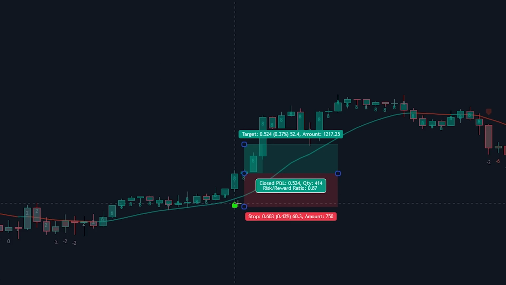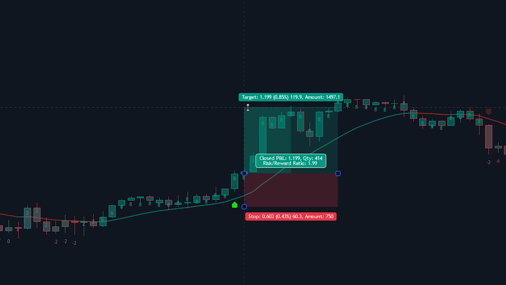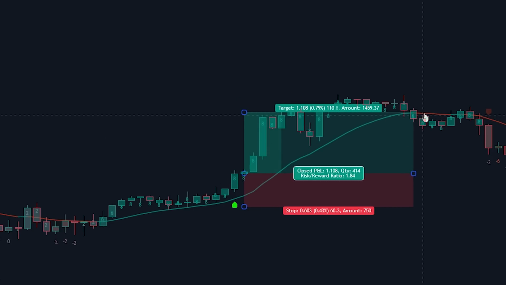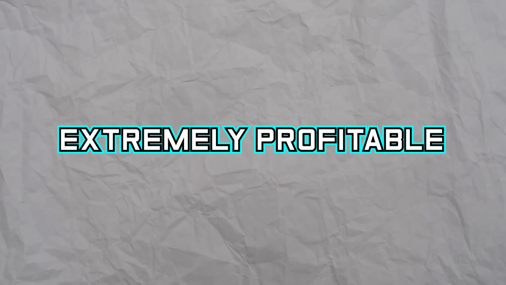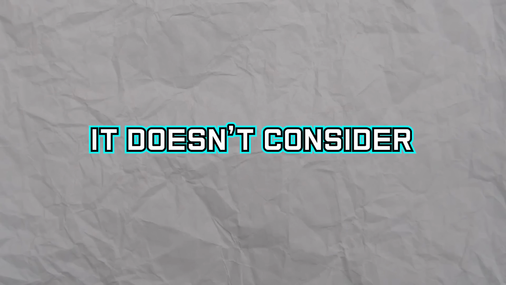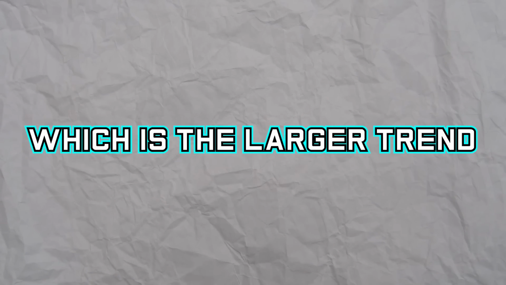Then we will exit the position once the kernel line switches colors and becomes red, showing us that the bullish period has ended and that the trend is switching. As you can see, this occurs here, so let's exit the position here. The strategy is already extremely profitable. However, there is still one thing it doesn't consider, which is the larger trend.